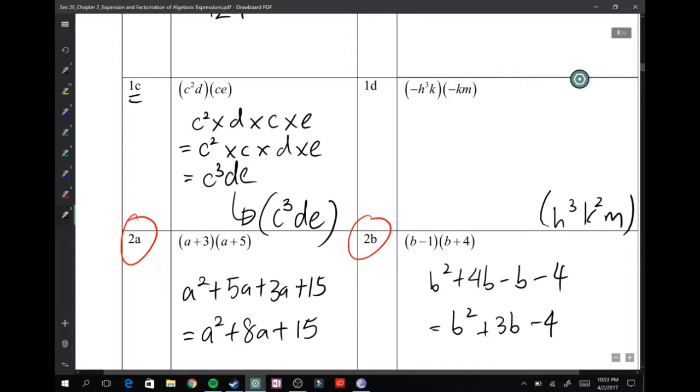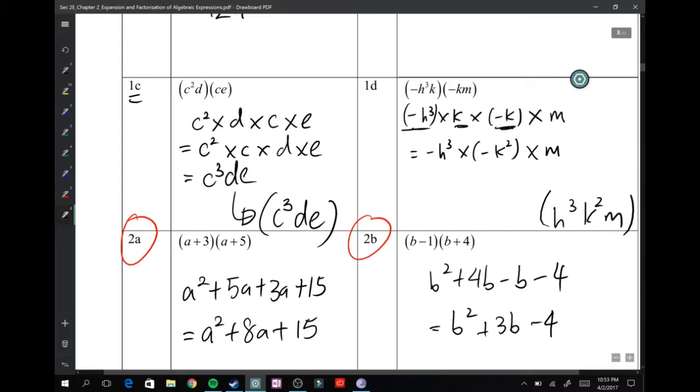And very quickly here we have minus h cubed times k times negative k. Please put a bracket here too. It's important to put a bracket with the negative so you have fewer careless mistakes. So what you get here, grouped together, again you have minus h cubed times k times minus k, gives you negative k squared.